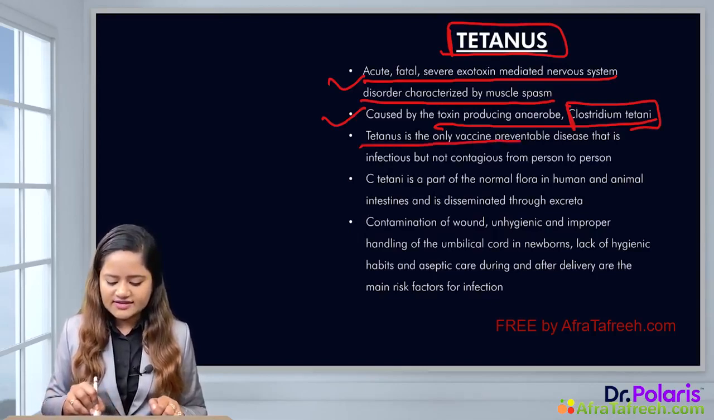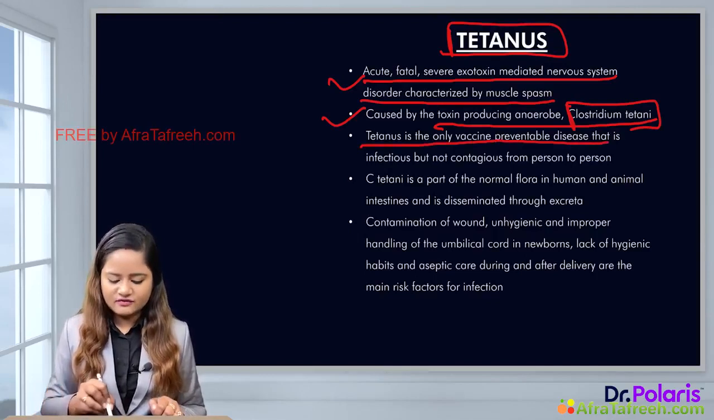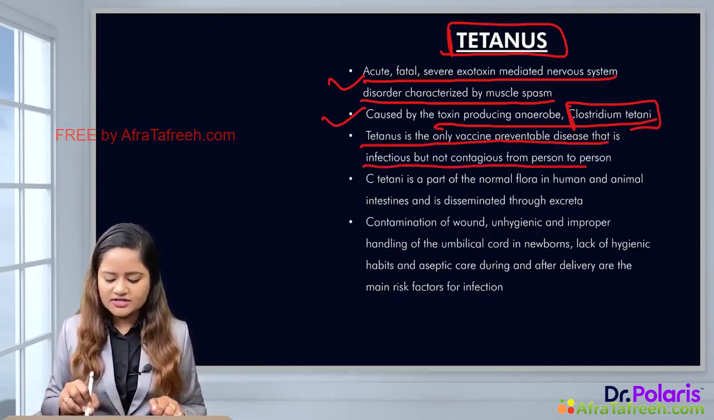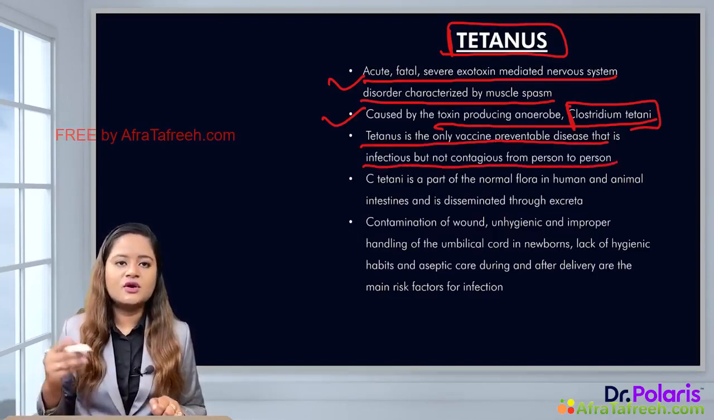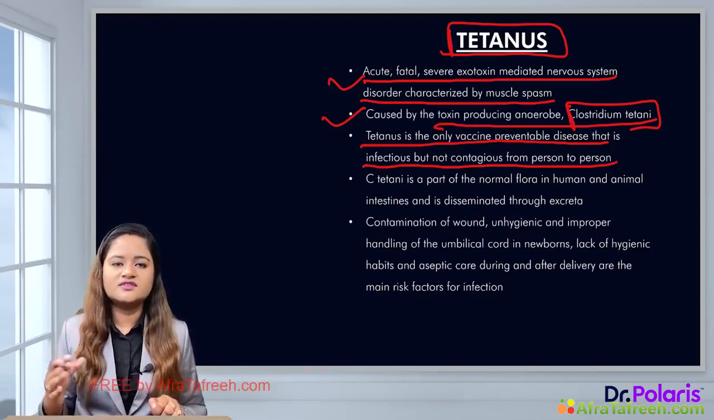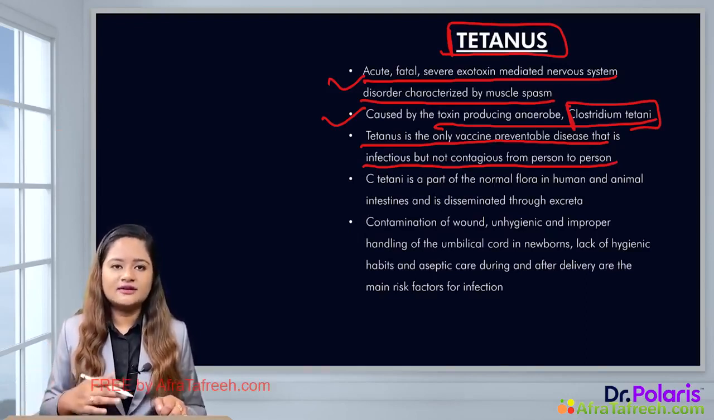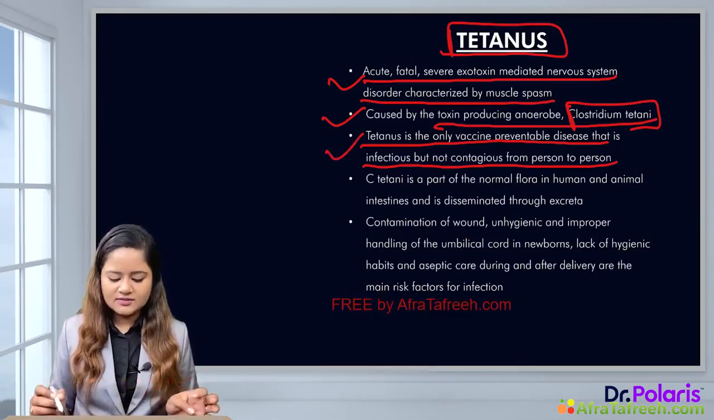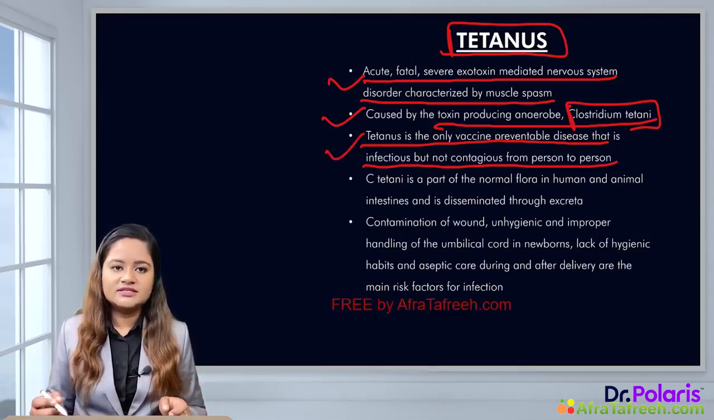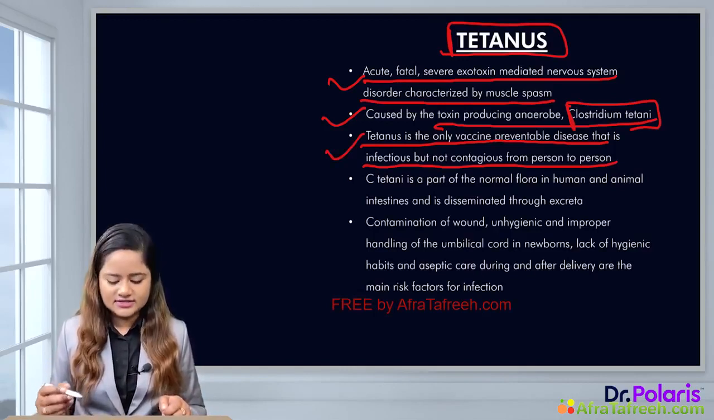Tetanus is the only vaccine preventable disease that is infectious, but it is not contagious from person to person. So it will not spread from an infected person. If somebody has tetanus, if somebody comes in contact, it will not spread directly from person to person. And it is the most important vaccine preventable disease. A simple dose of tetanus toxoid immunization can prevent tetanus.